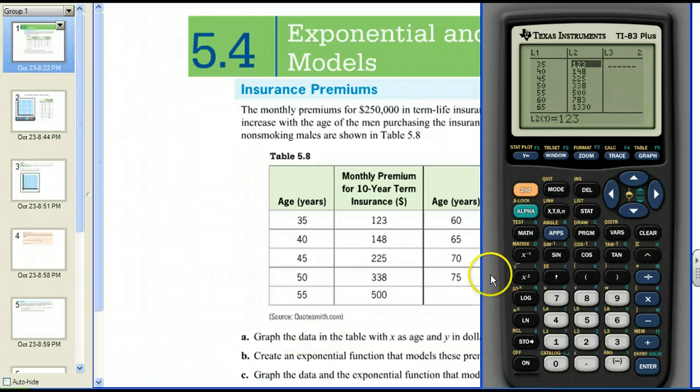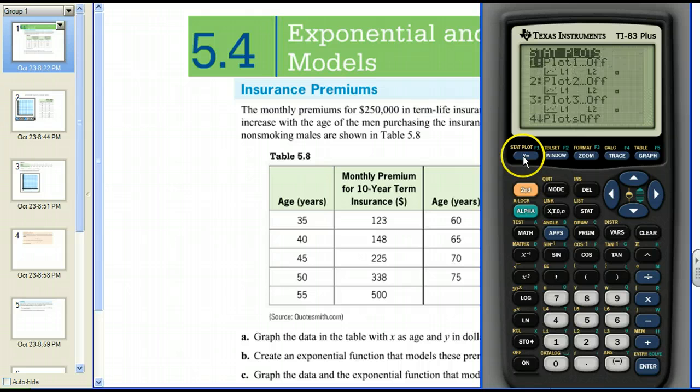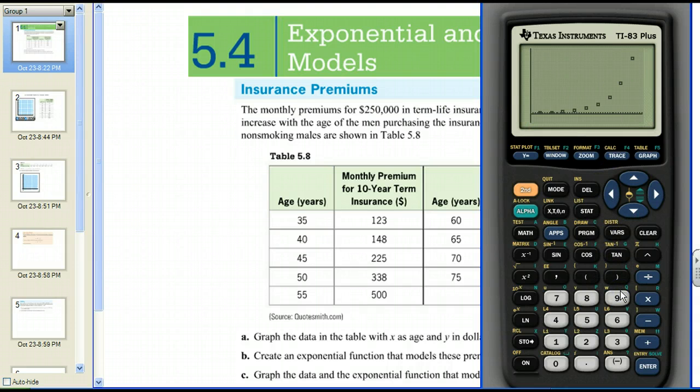Now we're going to go to our stat plot. So second Y equals is your stat plot. Here's plot 1. I'm going to go in and turn it on, and then this is the scatter plot. Remember, after you've got it turned on, you can hit zoom 9, which is the zoom stat. So all you have to do is press zoom 9, and then there's our data.